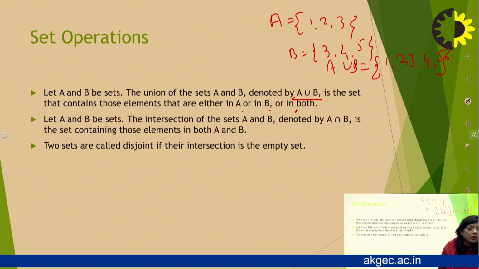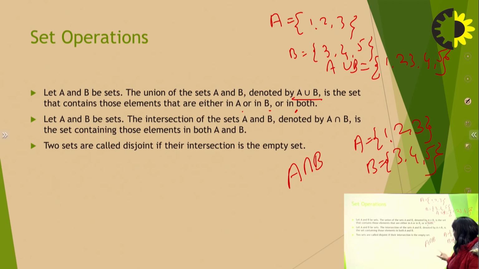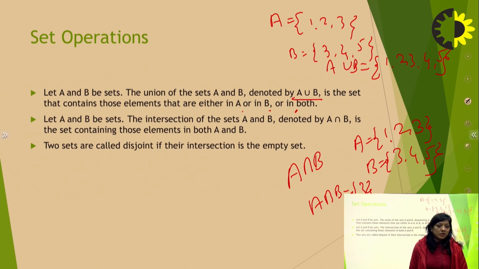Now, intersection. Let A and B be two sets. The intersection of sets A and B is denoted by A ∩ B. Again I am taking an example: A = {1, 2, 3} and B = {3, 4, 5}. So, A ∩ B = {3}. This is how we represent the intersection of sets.